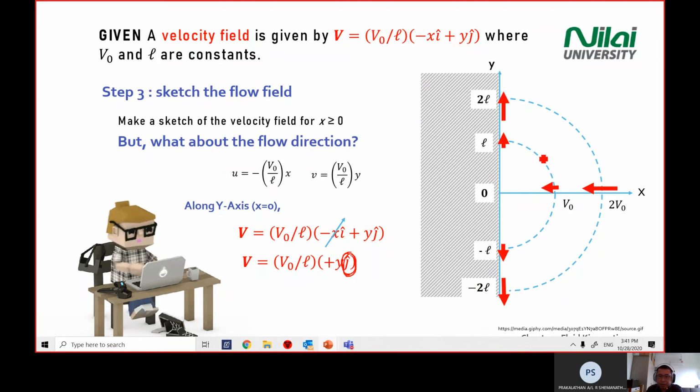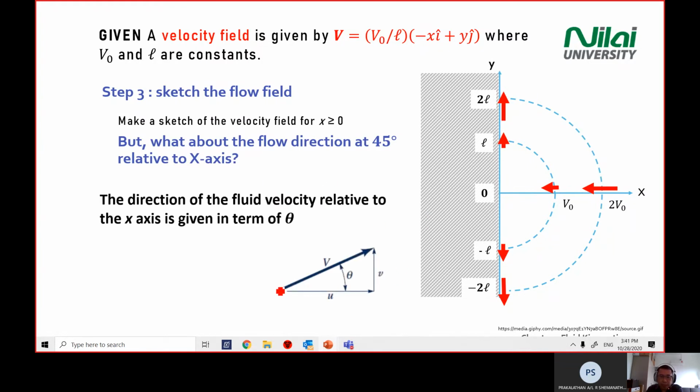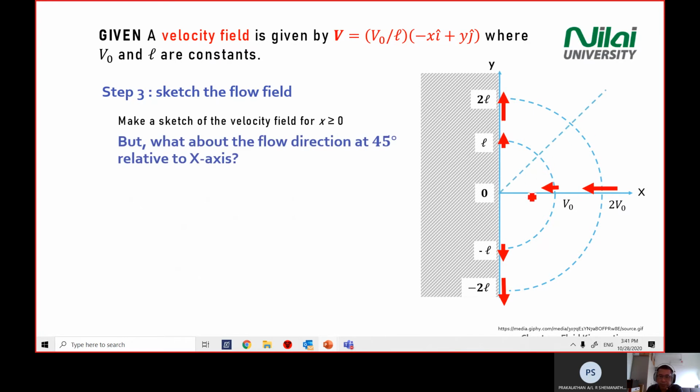Our next question is more on the direction: what happens at this point and this point, and also this point? How does the flow go, either up or down? How do you determine that? Okay, we're going to look at that. At 45 degrees, again you look at the general definition of your vector at 45 degrees. So this is what we defined just now: theta equals arctan of v divided by u. So here, 45 degrees.